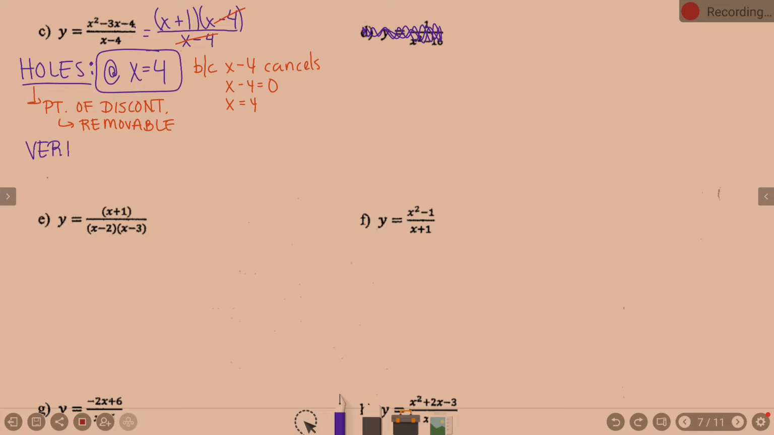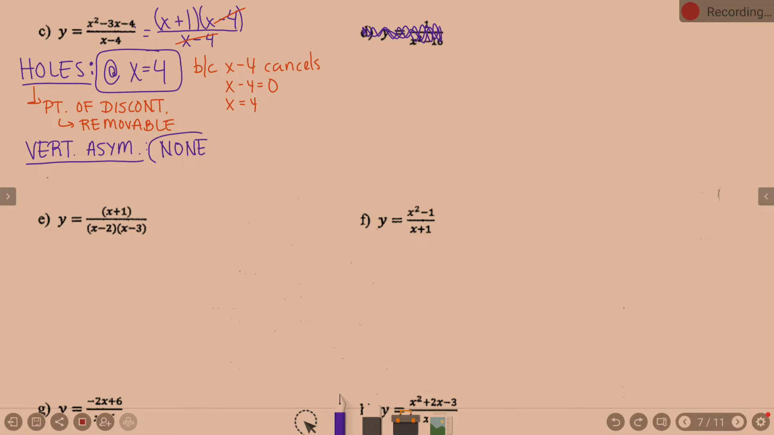Okay, here's an example of why we do holes before vertical asymptotes. Vertical asymptotes, you're supposed to set your denominator equal to 0. What just happened with our denominator? It canceled and was a hole. You can't have a vertical asymptote and a hole at the same place. So, because x minus 4 represents a hole, there are no vertical asymptotes.